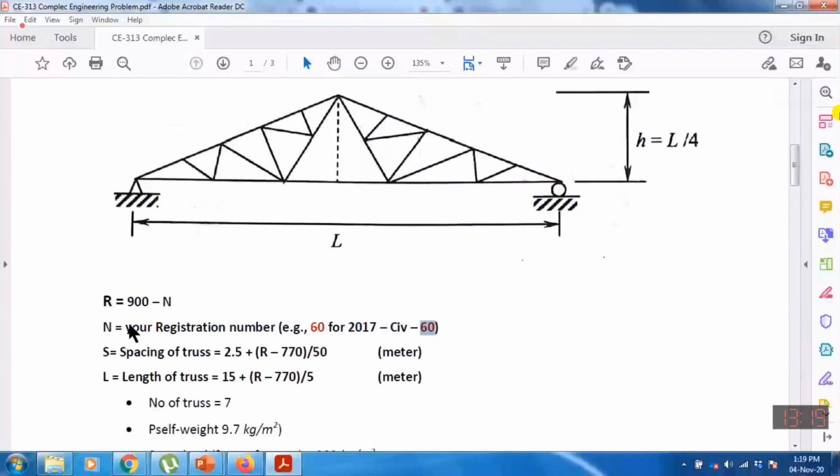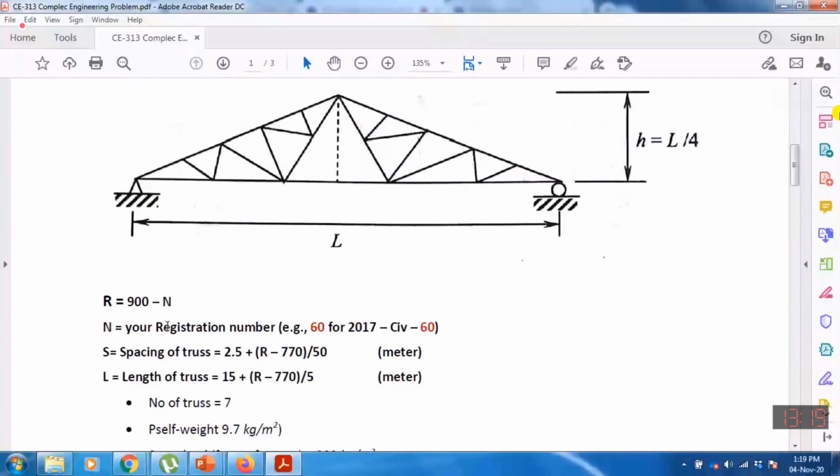So the spacing of truss will be equal to the length of the purlin. You can compute it by this formula: 2.5 plus (R minus 770) divided by 50. So you will get the spacing of trusses in meter. You will place your respective R value in this equation.